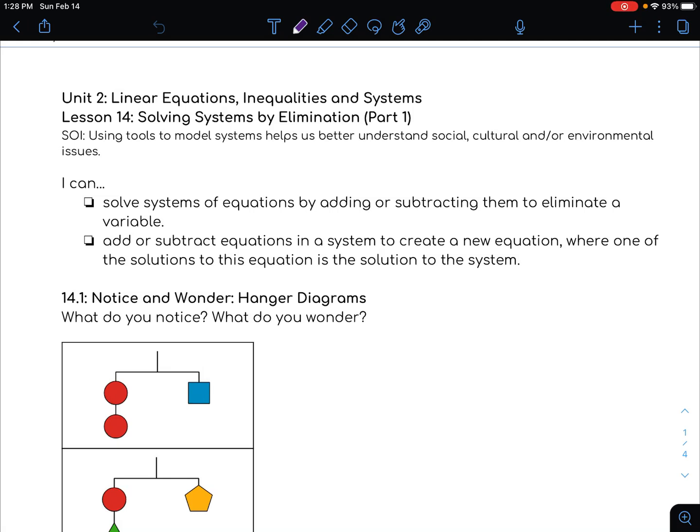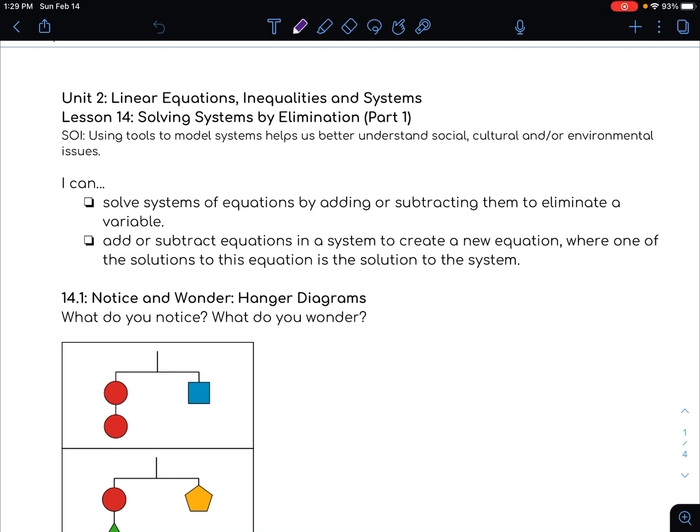All right, we're now going to move on to our third and final method for solving systems of equations, and that is called solving systems by elimination. What we're going to find in this section is we're going to solve systems by adding or subtracting to eliminate a variable. So we need to think about what that word eliminate means.